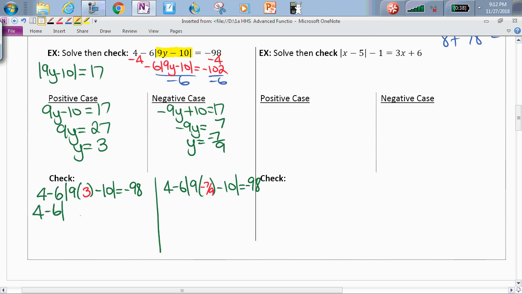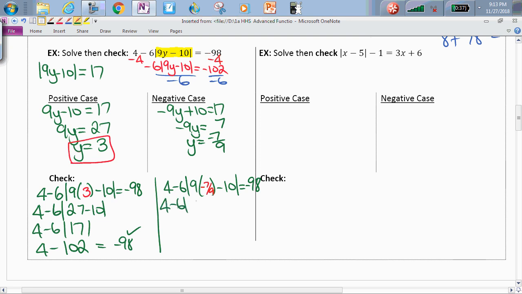4 minus 6, and then inside here we get 27 minus 10. 4 minus 6, 27 minus 10 is 17. 4 minus 6 times 17, so the absolute value of 17 is 17, times 6 is 102. Subtract that, you get negative 98. So this is one of the answers. Let's check if the other one works too.